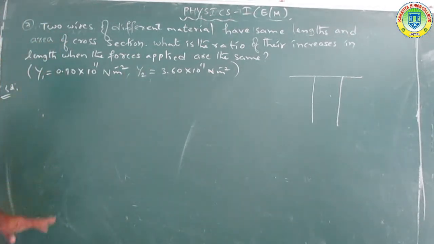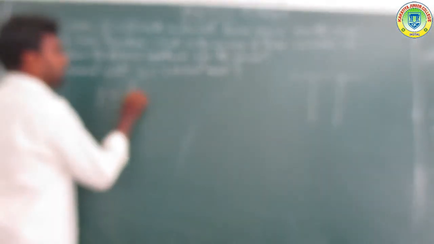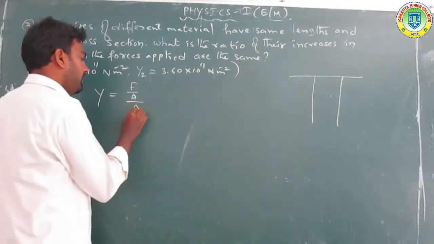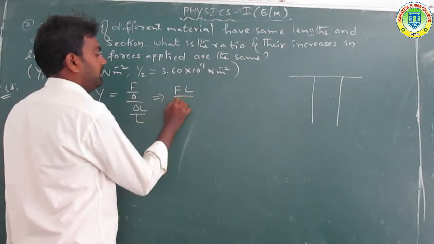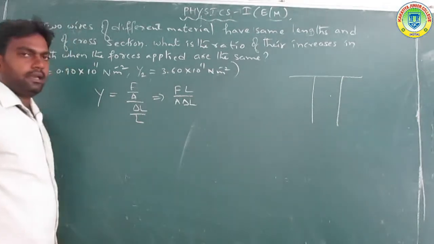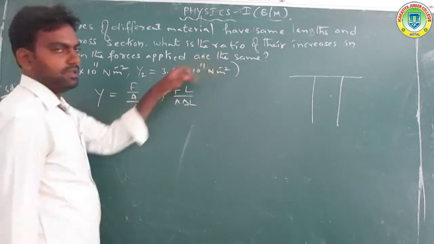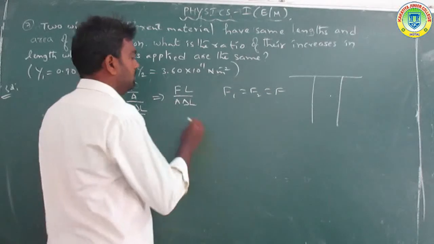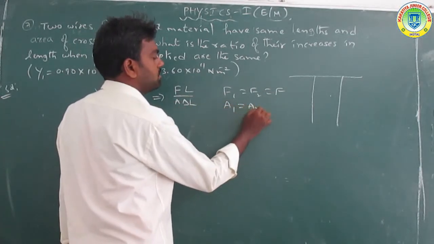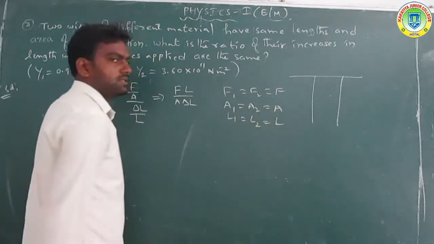According to Young's modulus, Y is equal to longitudinal stress by longitudinal strain, that is F by A divided by delta L by L, so Y = F L by A delta L. Here the forces are the same, so F1 is equal to F2 is equal to F. The area of cross section is also the same, and the length is also the same. So the remaining equation is what we use.